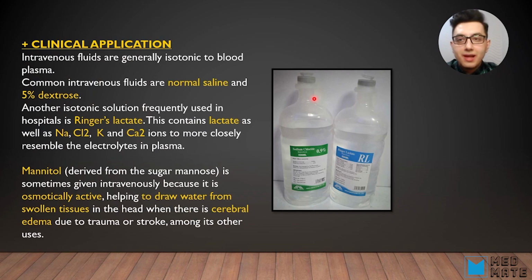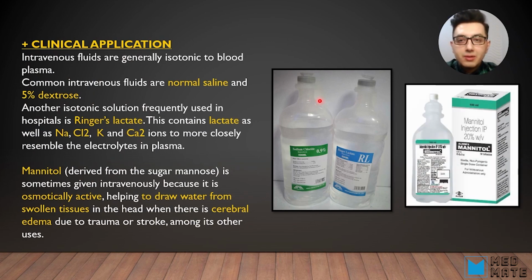All right, now what is the clinical application of this? You know that we have different types of intravenous fluids, and they are generally isotonic to blood. What does isotonic mean? Isotonic means that the concentration of molecules in this solution is similar to what we have inside the cells of our bodies. Common intravenous fluids are normal saline and 5% dextrose. They are widely used when we want to prescribe intravenous fluids. Another isotonic solution frequently used in hospitals is Ringer's lactate, which contains lactate, sodium, chloride, potassium, and calcium ions to more closely resemble the electrolytes in our plasma.